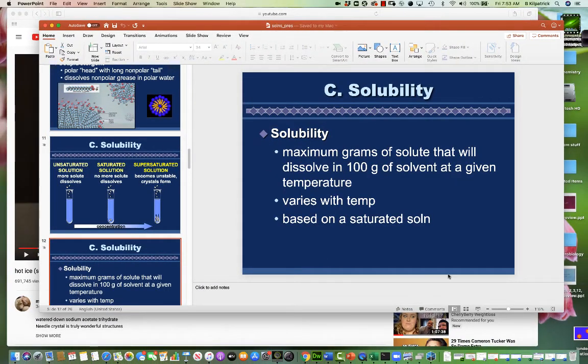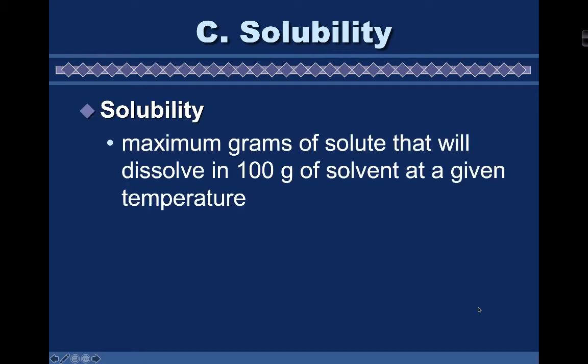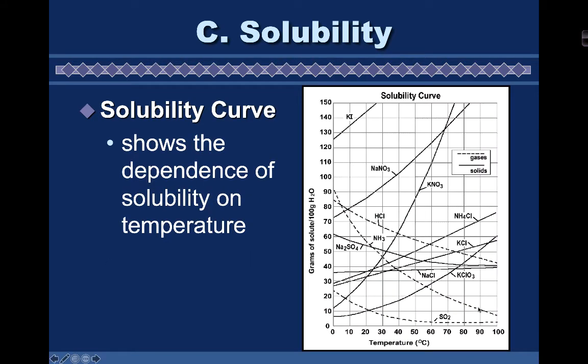When we talk about solubility, solubility is the maximum amount of grams of that solute that will dissolve in 100 grams of whatever the solvent is at a certain temperature. So if you change the temperature, you can change the maximum amount. Typically with solids, the solubility increases with temperature. This is a solubility curve. It shows you how much can dissolve at certain temperatures, and this is all based off 100 grams of water, or whatever the solvent is, but usually it's water.